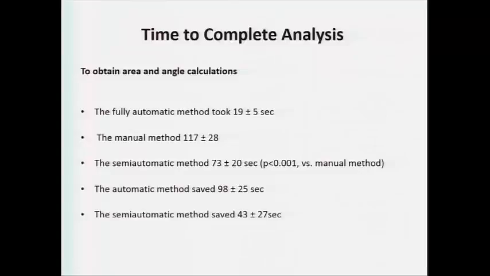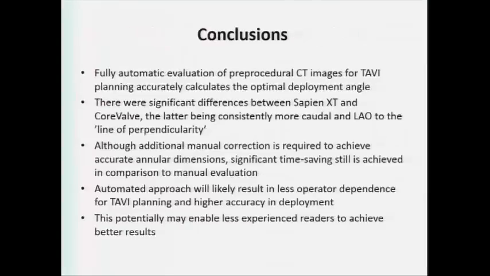Time to complete analysis: the fully automatic took 19 seconds, the manual method took 2 minutes, and the semi-automatic, in other words with corrections, took 73 seconds. So there's a time saving of 98 seconds for the automatic method and 43 seconds for the semi-automatic method. And I'll conclude with the following.